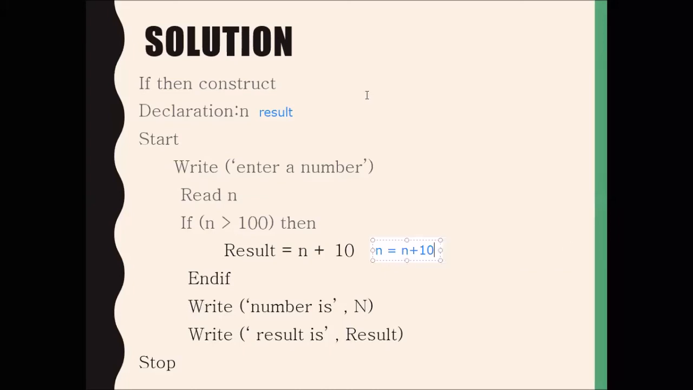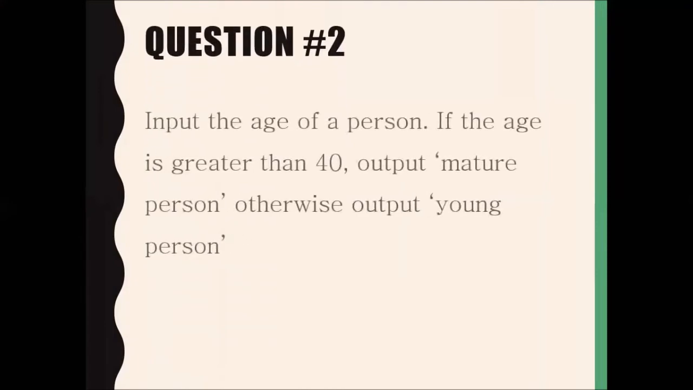Right, so that's two ways. All right, let's look at question two. It says input the age of a person. If the age is greater than 40, output mature person. Otherwise, output young person.